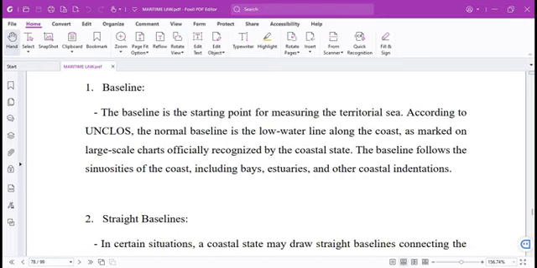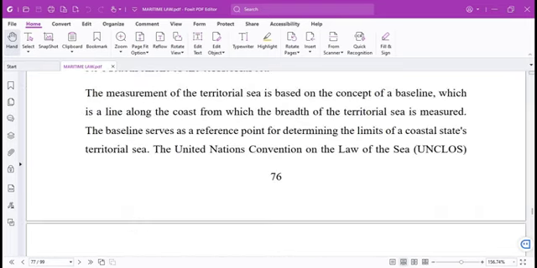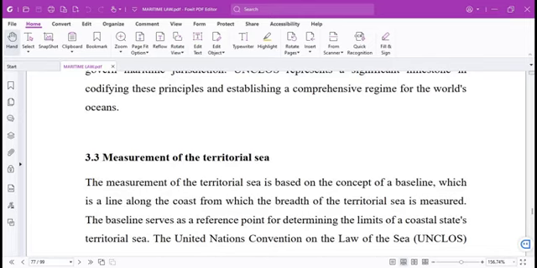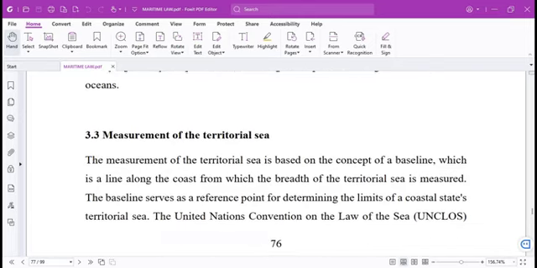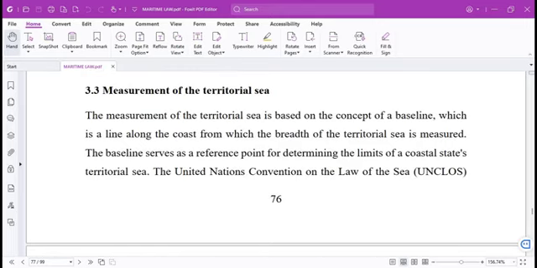The baseline is the first key aspect here. But before that, what do we call the measurement of the territorial sea? The measurement of the territorial sea is based on the concept of a baseline, which is a line along the coast from which the breadth of the territorial sea is measured. The baseline serves as a reference point for determining the limits of a coastal state's territorial sea.